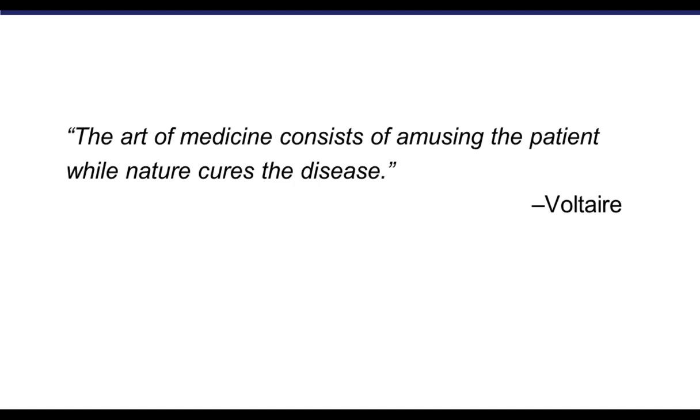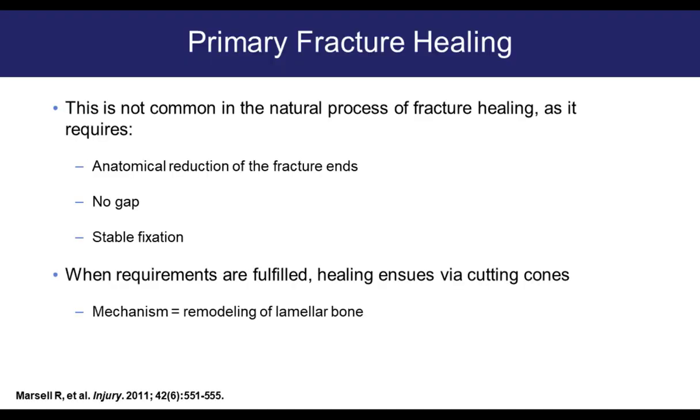Now, we did intervene in that femur fracture to place a nail. All that did was hold it in place while nature healed the fracture. And how did that fracture heal? That fracture healed by secondary healing, but let's review primary and secondary fracture healing. Primary fracture healing is actually not the most common, nor the natural process of fracture healing. That would be secondary or callus formation.